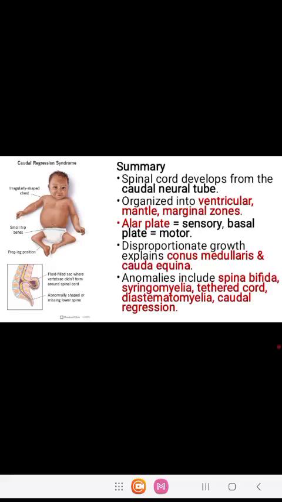And we also spoke about the disproportionate growth of the vertebral column and the spinal cord, and how it is also explained by the conus medullaris and the cauda equina. All right. So lastly, we spoke about the anomalies that occur as a result of defect in this region.